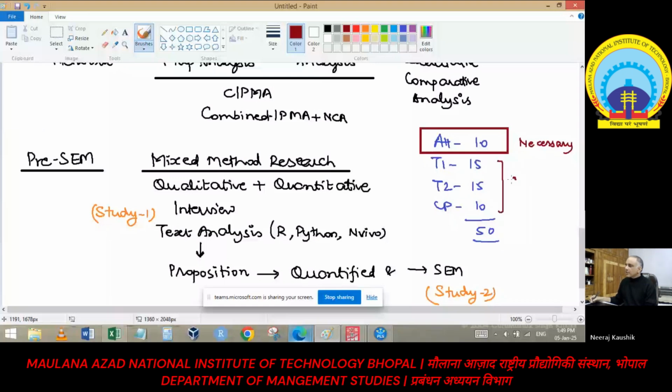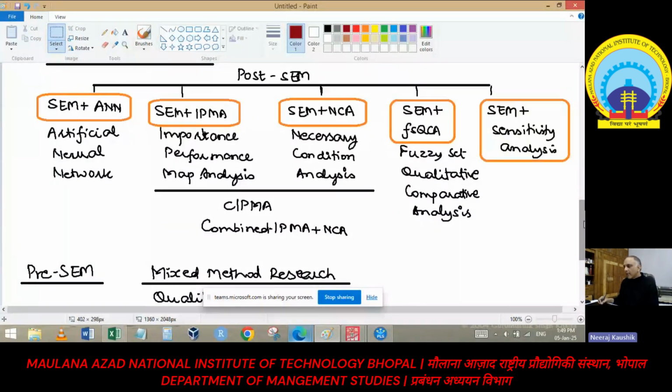A sufficient is one where there is a supplement, where some alternative is present. A necessary is one where, if this is absent, game over. And sufficient is one where, if this is absent, maybe there is some substitute available, and you can work on the substitute. So the NCA technique will tell how many variables are necessary, how many are sufficient. That is NCA. And combining the two, it becomes C-IPMA, Combined Importance Performance Map Analysis, a very recent concept. In 2024, the developer of SmartPLS gave this concept.